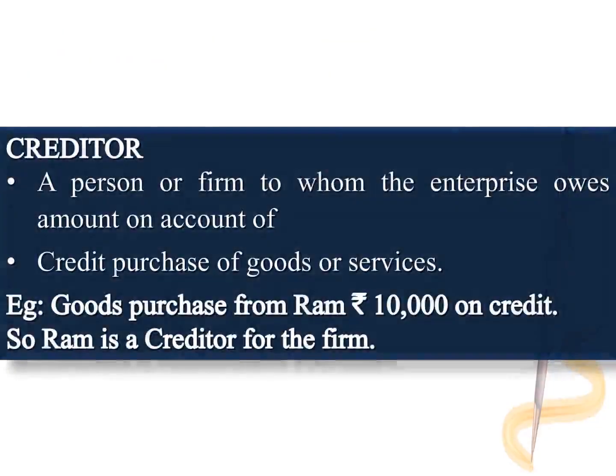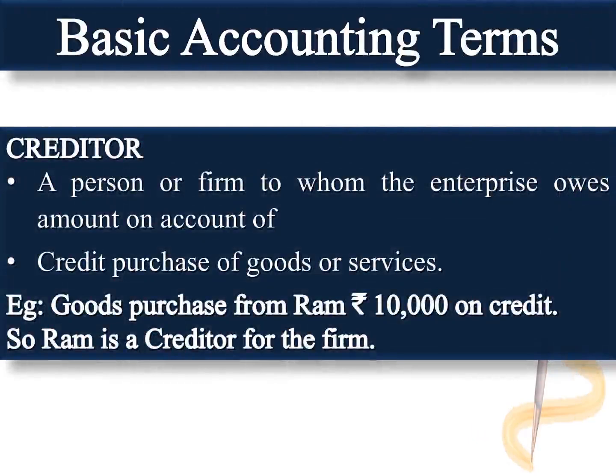Now, next, creditor. A person or firm to whom the enterprise owes an amount on account of credit purchase of goods or services. Or in simple words, we can say the person from whom the business purchases goods on credit is known as a creditor. For example, goods purchased from Ram rupees 10,000 on credit. So Ram is a creditor for the firm.